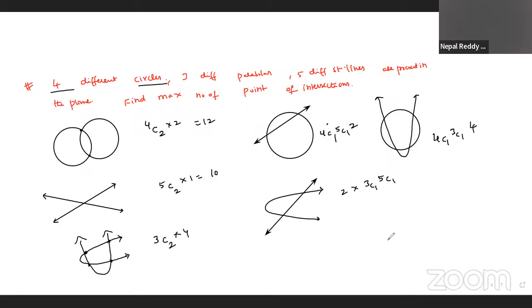Therefore, the maximum points of intersection: here 3C2 into 4 gives the result 12. 4C1 is 4, 5C1 is 5, into 2, that is 40. 3C1 into 5C1 is 15, into 2, 30. This is 48. Therefore, the total number is 12 plus 10 plus 12 plus 40 plus 30 plus 48. That gives the result 152. Therefore, the maximum number of points of intersection is 152 in this case.